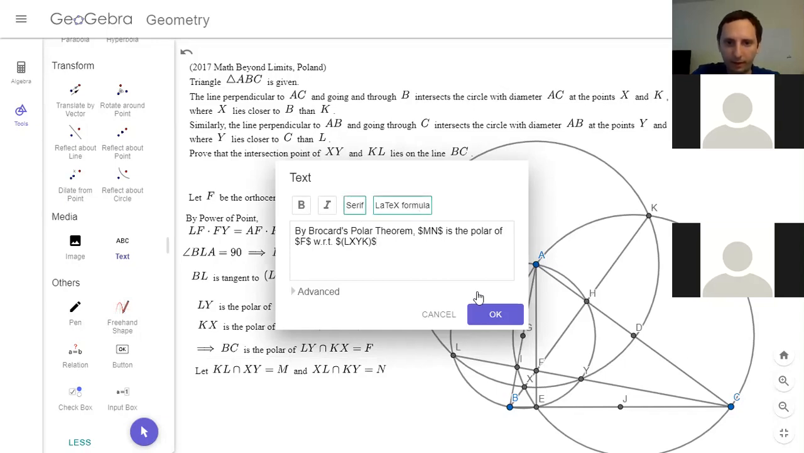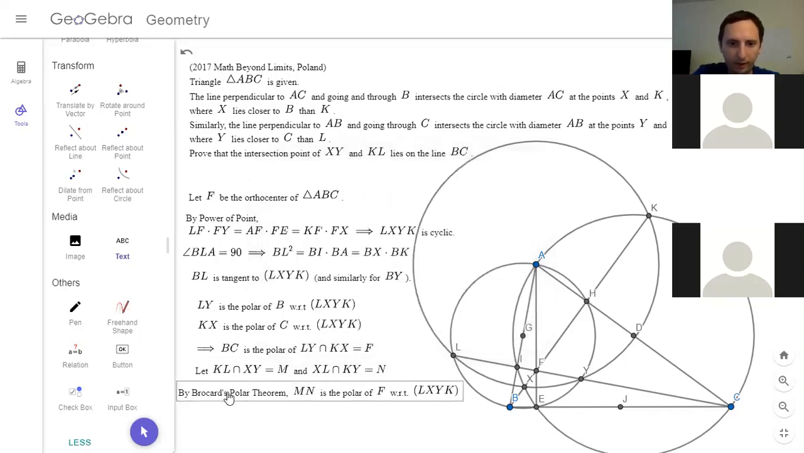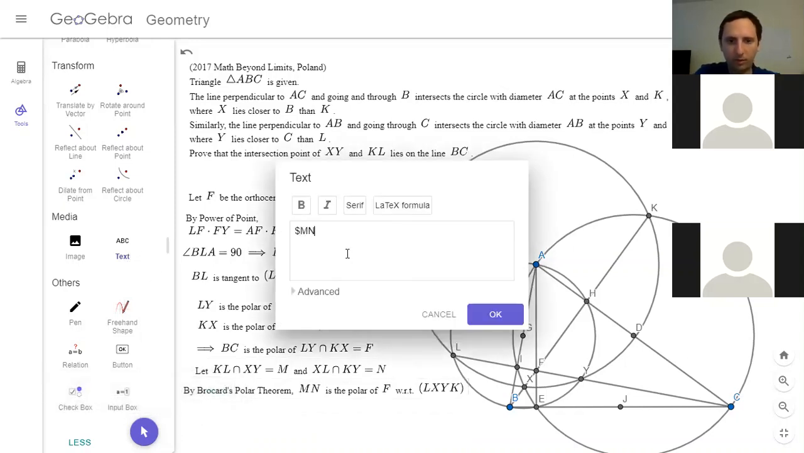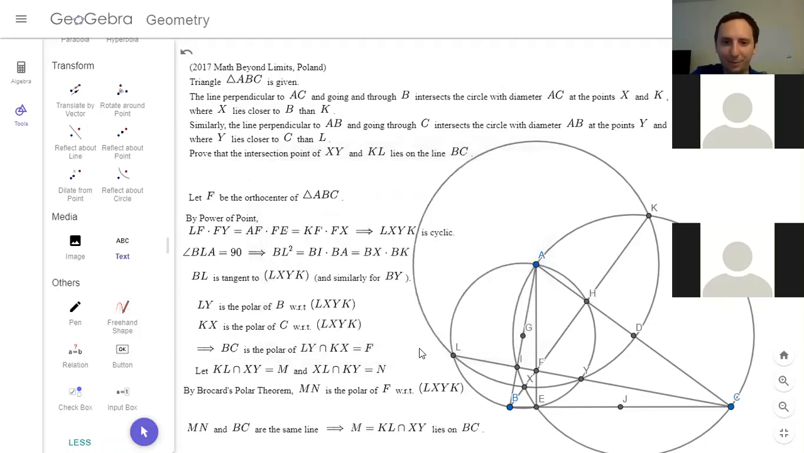So that means that MN and BC are the same line. So that means that M equals KL intersect XY lies on BC. That was a really nice idea. I really like that proof.